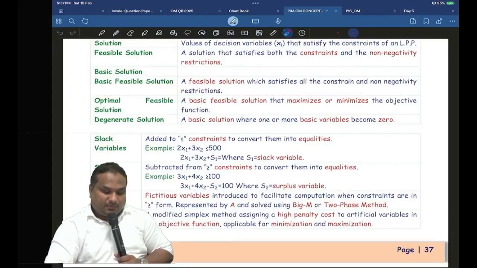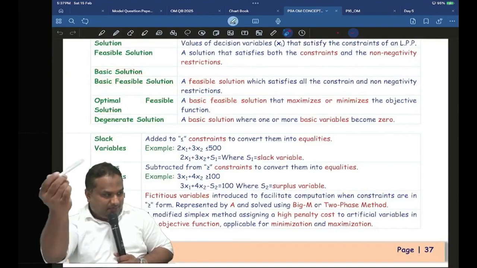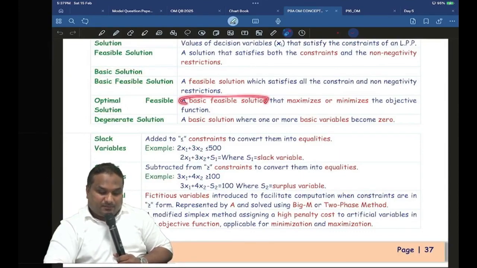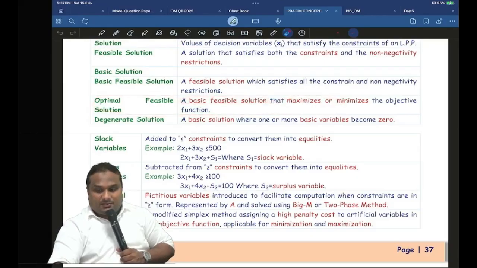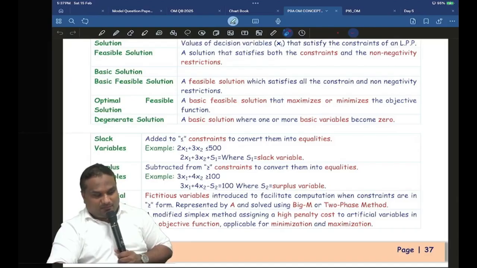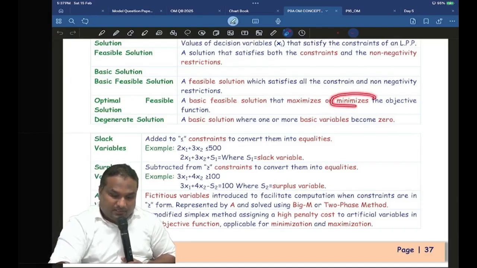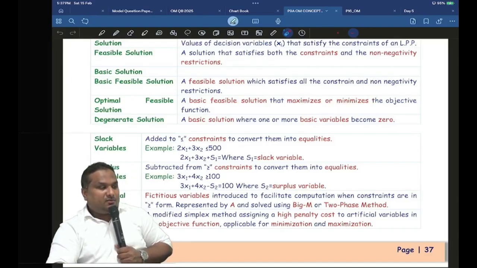Now what is a basic feasible solution? Okay, wait. Among the basic feasible solutions, the one that maximizes profit, if it is profit related, or if it is a cost related question, the one which minimizes the cost, is called the optimal solution. What is that? Optimal solution.